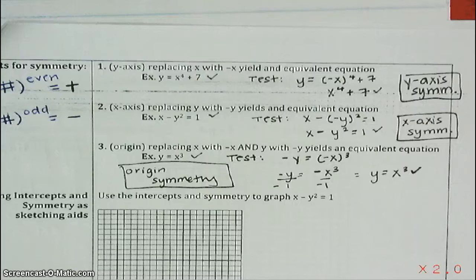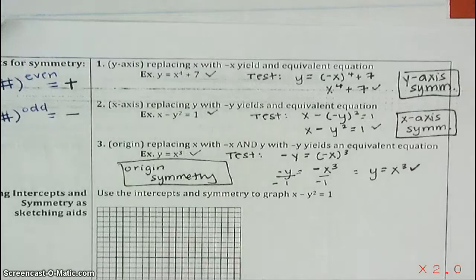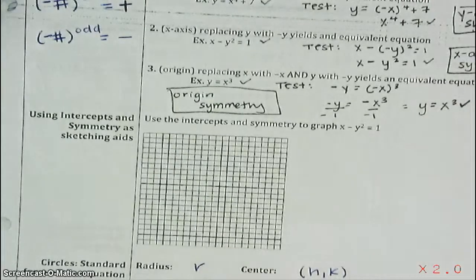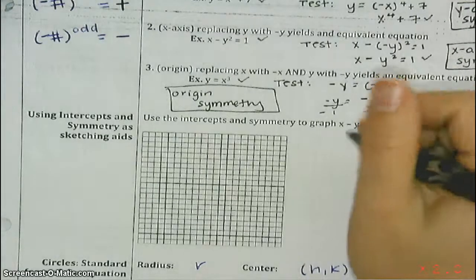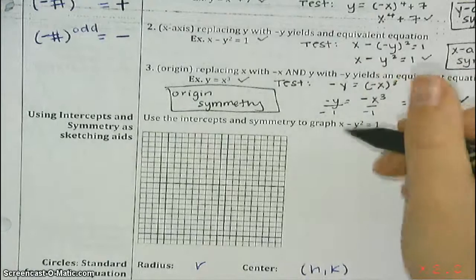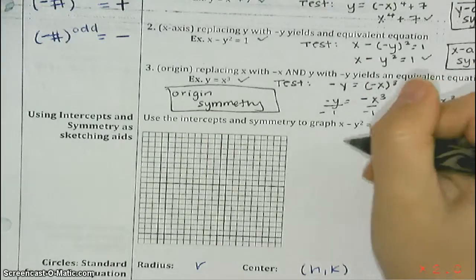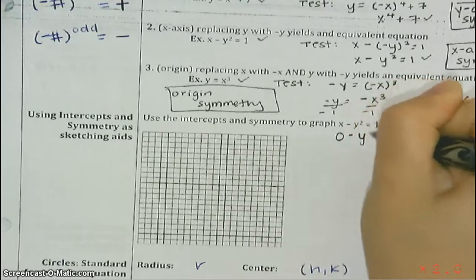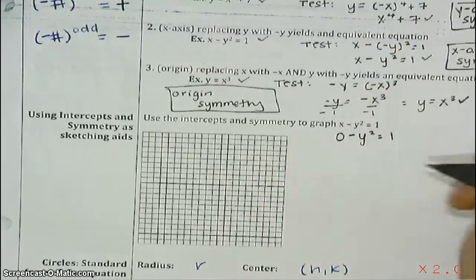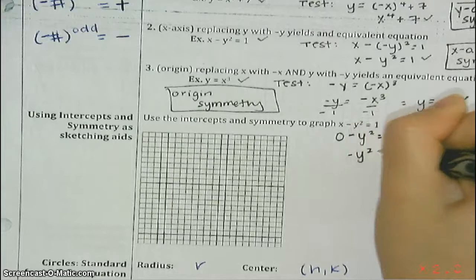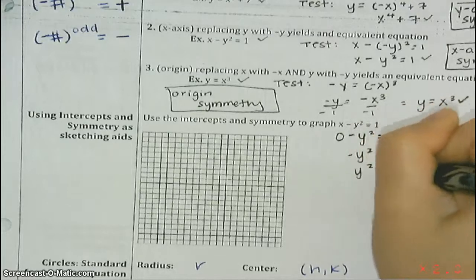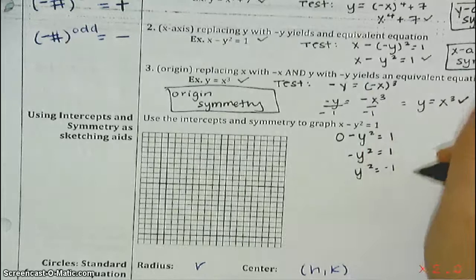So this next one, we actually just did in example 2. We know already that it's going to have x-axis symmetry. So what we could do to graph it is find the intercepts. Let's plug in 0 for x. Y squared is equal to 1, so you're going to get negative y squared is equal to 1. So y squared is going to equal negative 1. And when you take the square root, that's going to yield no answer.